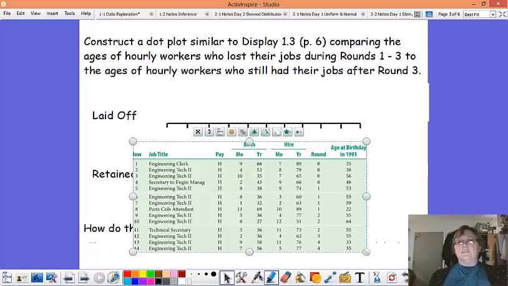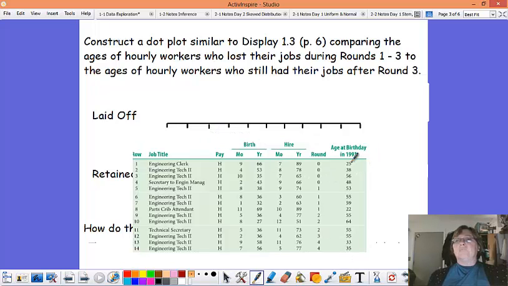All right, as you look at the hourly workers here, folks, their ages range from, well, there's a 25, there's a 56, 59, 64, wow. So basically from the 20s to the 60s. What I'm going to use as the number line here is going from 20 by 5s. And what we're going to do is place a dot for each of the hourly workers who lost their jobs during rounds 1 through 3. So that would be this set of employees right here, 65 and 70. Good.